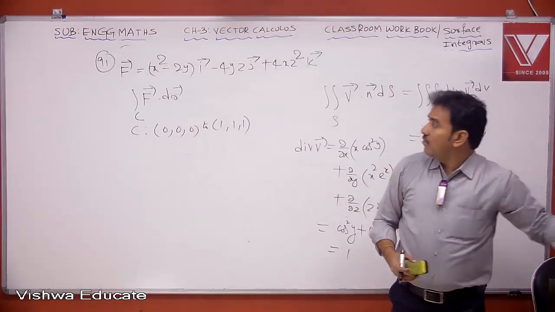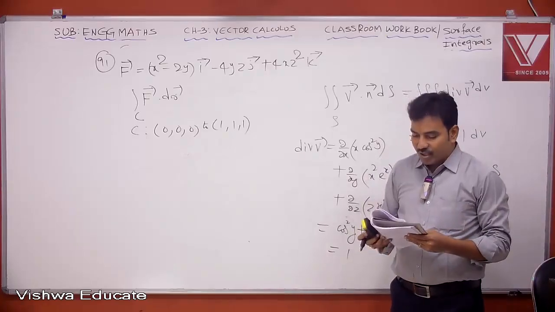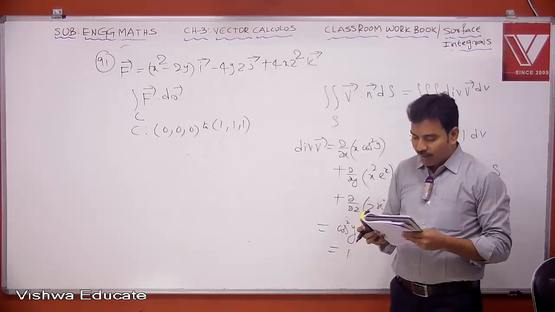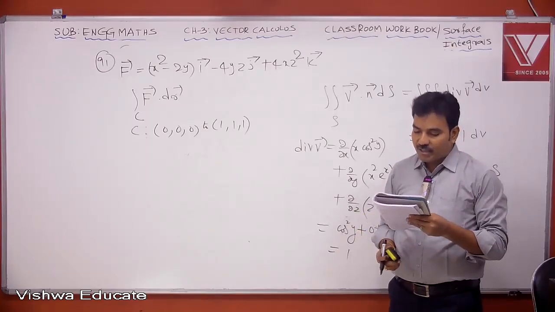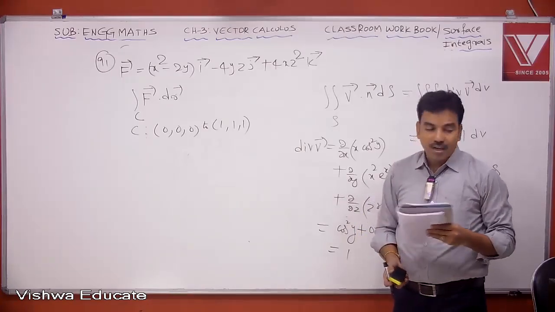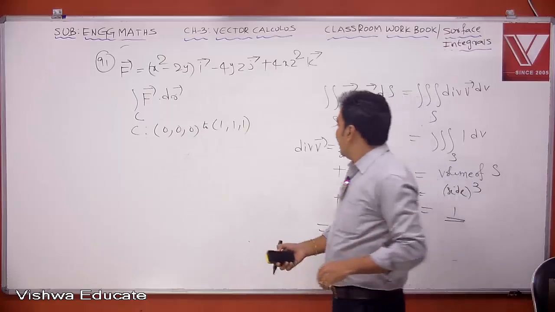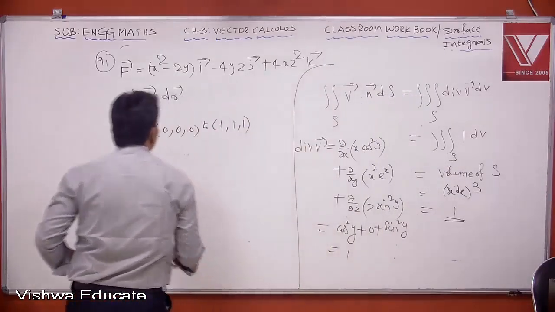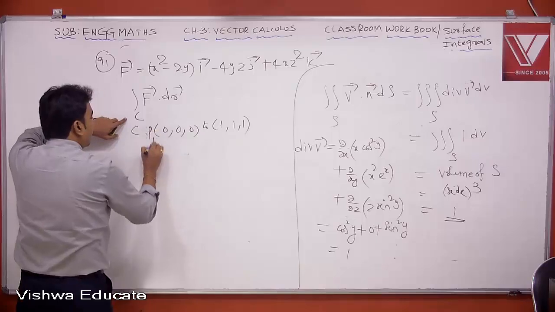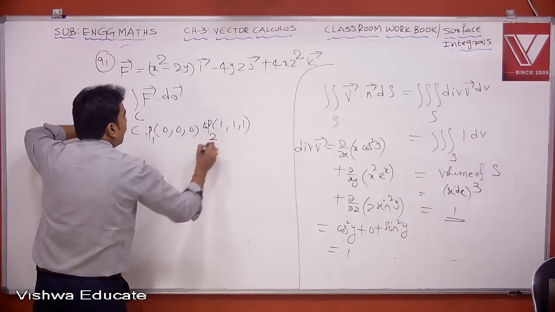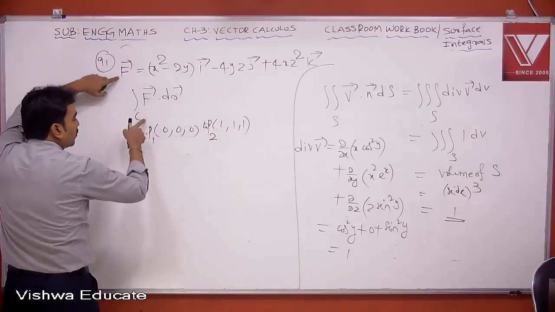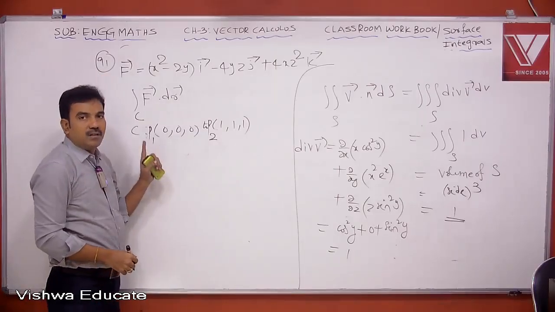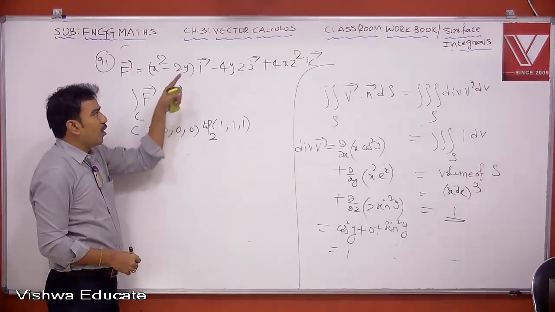So what is my curve? What is my vector function? x square minus 2y, minus 4yz, plus 4xz square, where C is a straight line segment joining the points 0, 0, 0 to 1, 1, 1. Now when you look at this, this is point P1, this is point P2. When you are evaluating a line integral over C, if C is a line joining 2 points, what we need to do is find the curl of this vector.